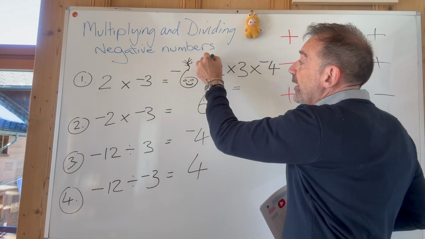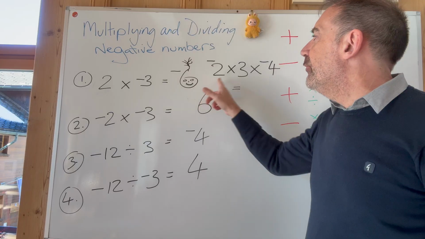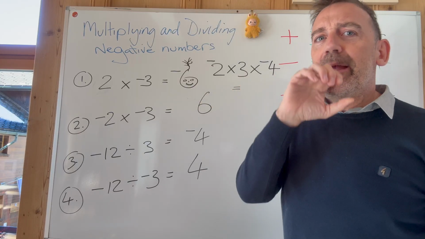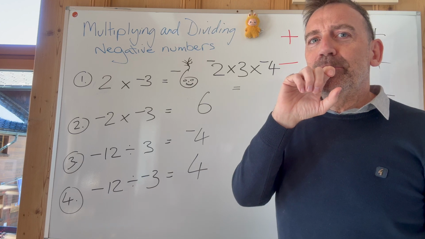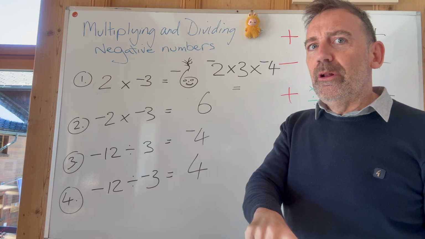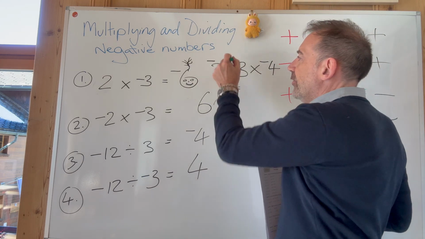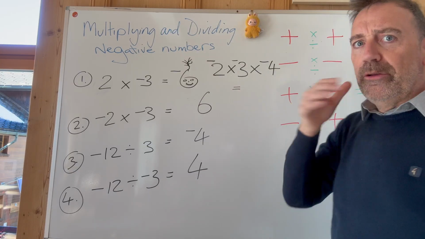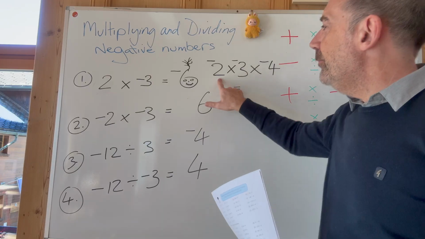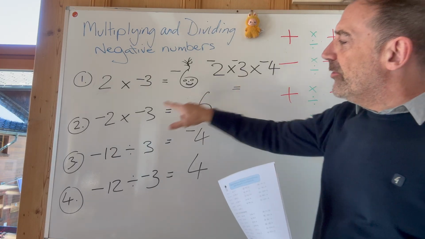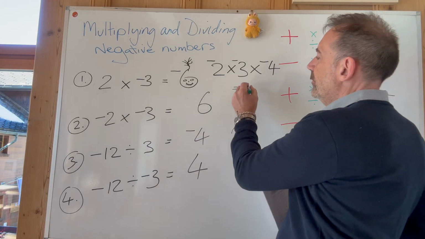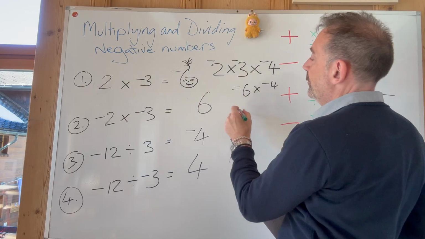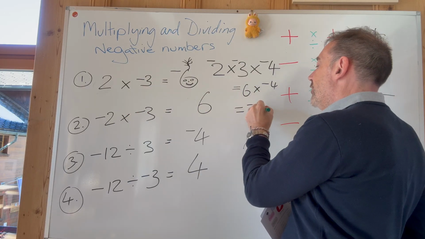What if I do this? Negative 2 times 3 times negative 4. 24. Why? Because 2 negatives make 1 positive. Wonderful. What if I do this? Minus 2 times minus 3 times minus 4. I've got 3 negatives, so it's negative. Minus 2 times minus 3 is 6. 6 times minus 4 equals minus 24.